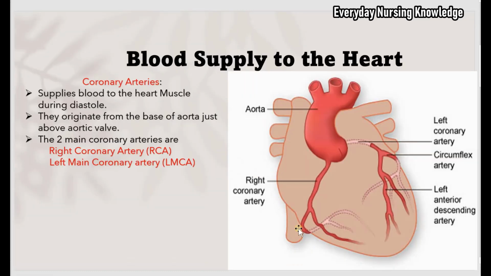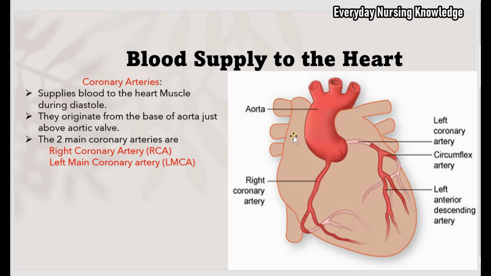Like any other organ, the heart muscle, called myocardium, also needs oxygenated blood. Even though blood flows through the heart chambers, the heart muscle is not receiving that oxygenated blood directly. So there are arteries called coronary arteries. They originate from the base of the aorta. This is the picture of the aorta, and from the base of the aorta you can see two arteries originating, just above the aortic valve. These two arteries are called coronary arteries, and they supply blood to the heart muscle, or myocardium.